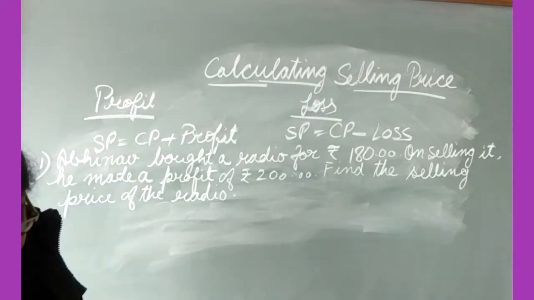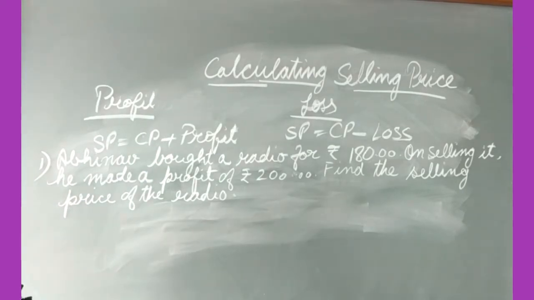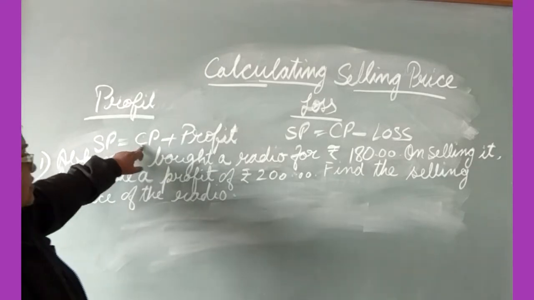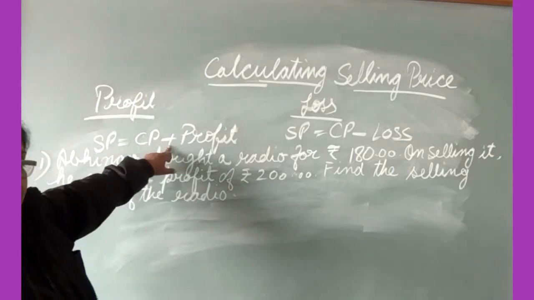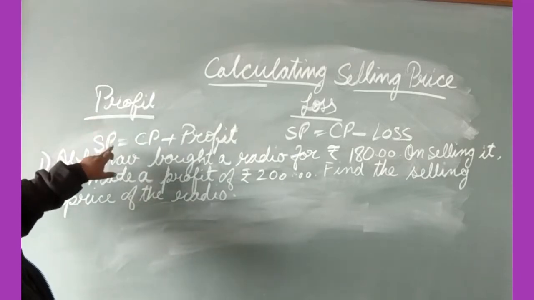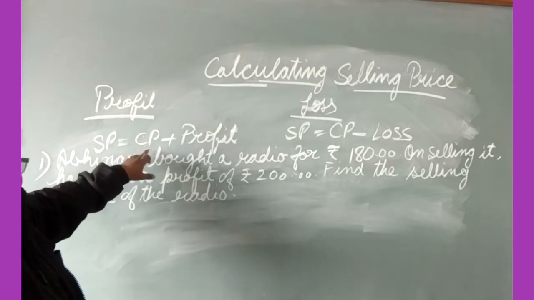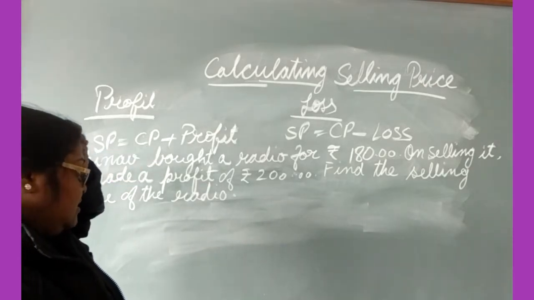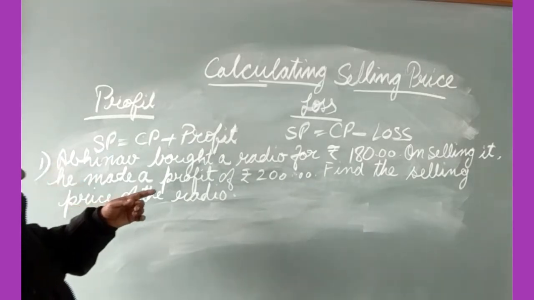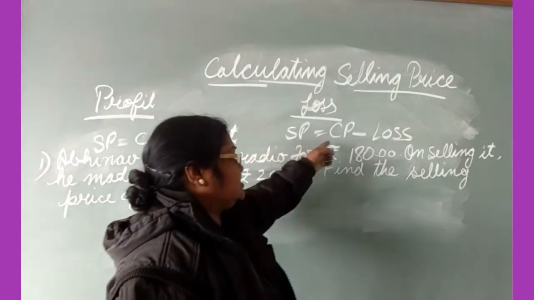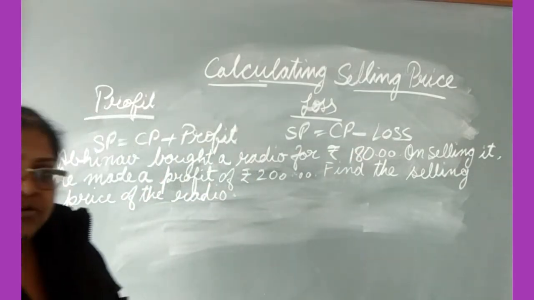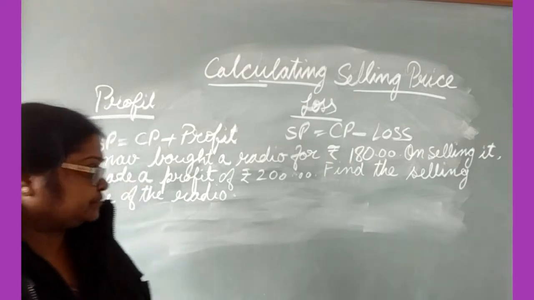When you calculate the selling price, when profit is there, what formula will you use? SP equal to CP plus profit. When you calculate the selling price, when loss is there, what will you write here? SP equal to CP minus loss. Okay, is it clear to you all?